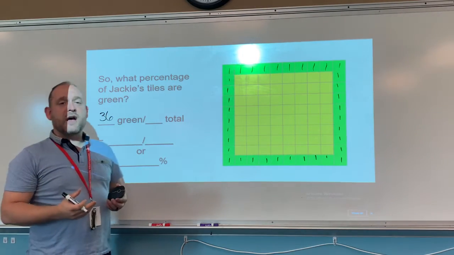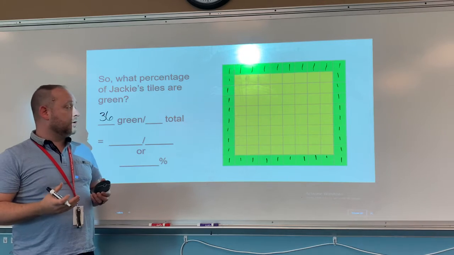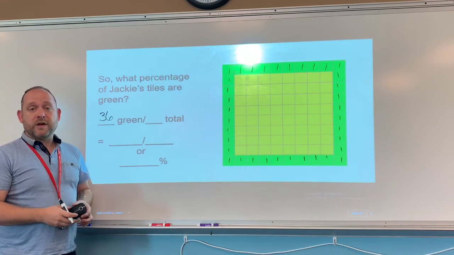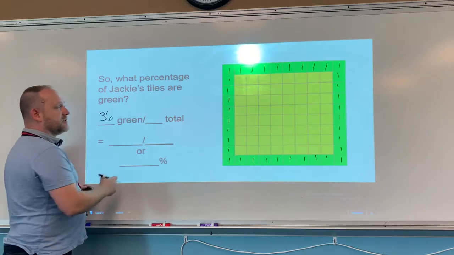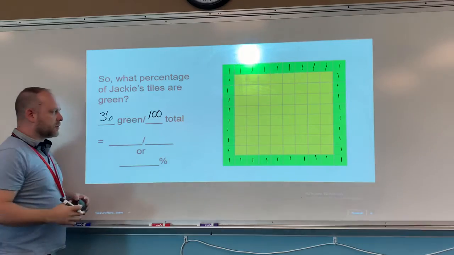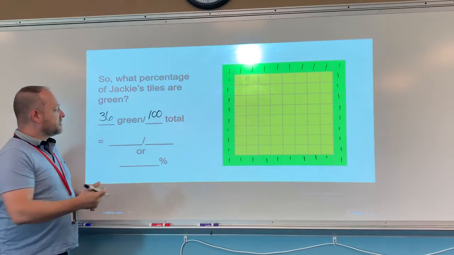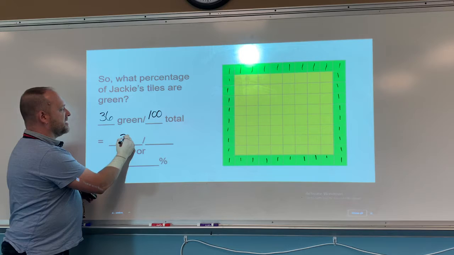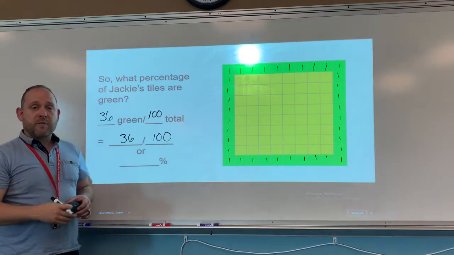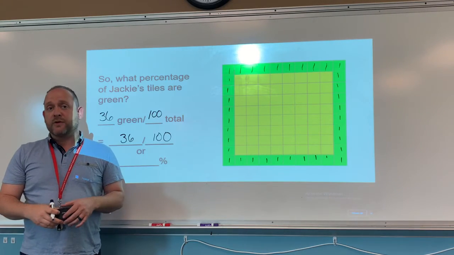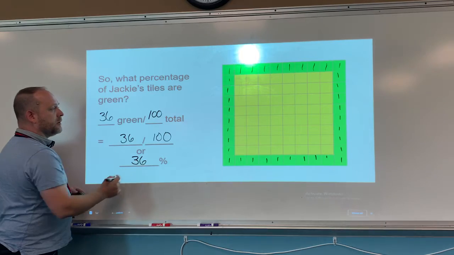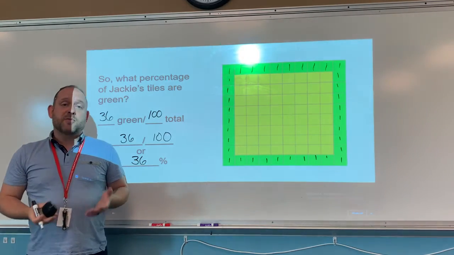The next thing I've got to figure out is how many tiles we had in total. Now if I think back to the problem, we said this was a 10 by 10 grid, or there were 100 tiles. So I have 100 tiles in all, and 36 of these tiles were green. That means, as a fraction, it would be 36 out of 100, or 36 100ths. And remember, a percent just means out of 100. So we have 36 out of 100, or 36%.